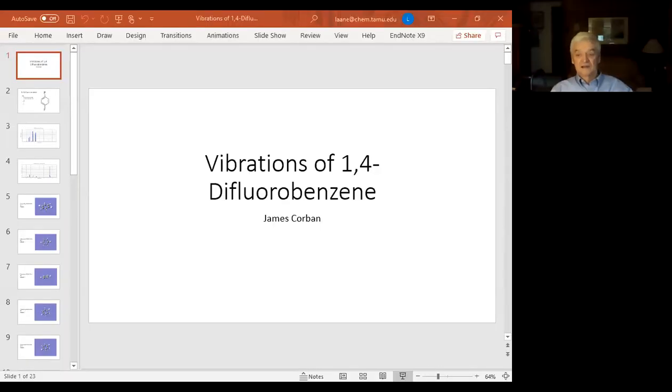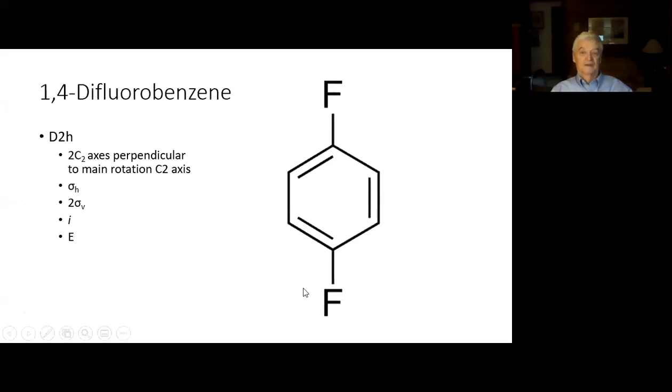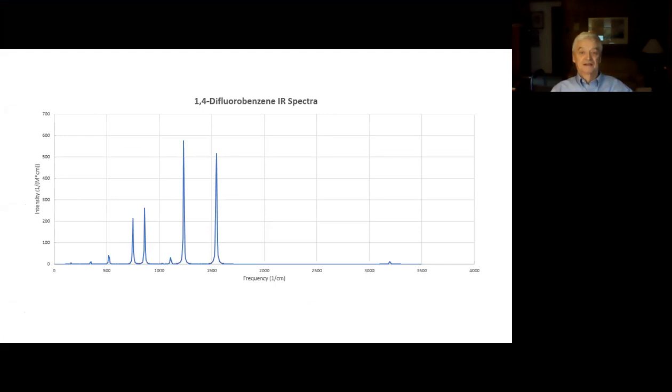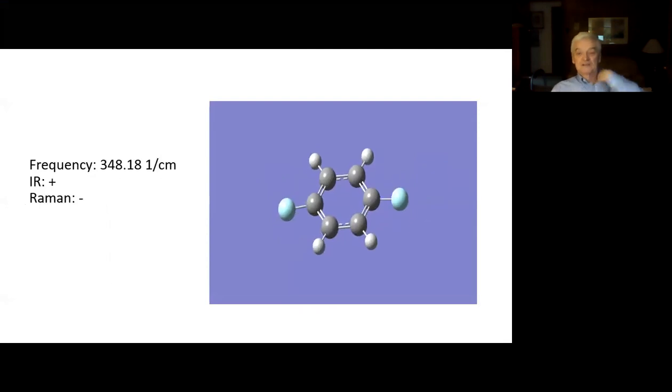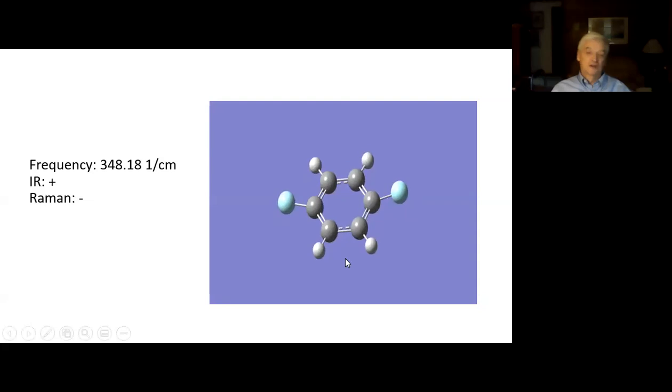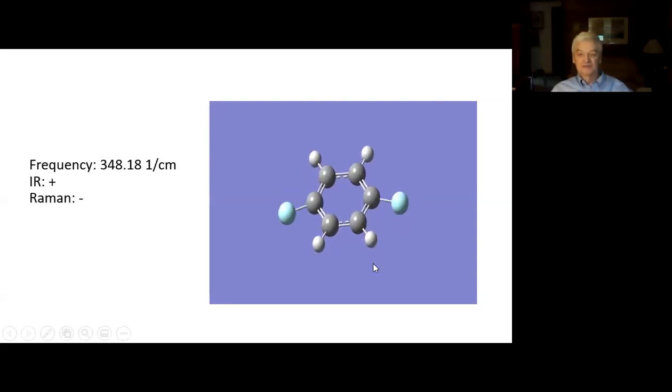if I can find it. Okay. These are calculations that James Corbin did last semester. And this is for 1,4-difluorobenzene. Calculated infrared spectrum, calculated Raman spectrum, and his frequencies, he lists them from high to low. So again, the low ones are mostly going to be wags, out of plane motions, things like that.